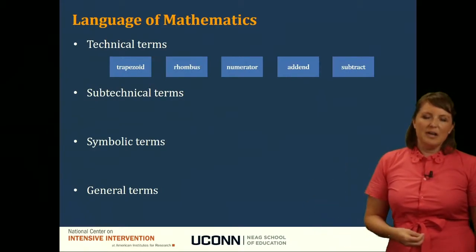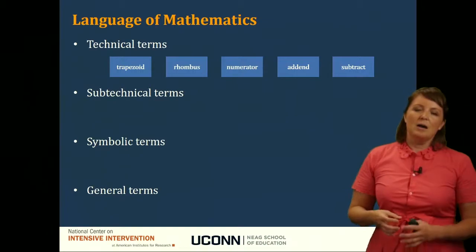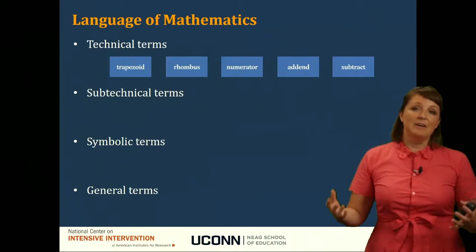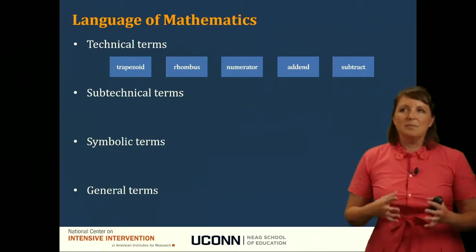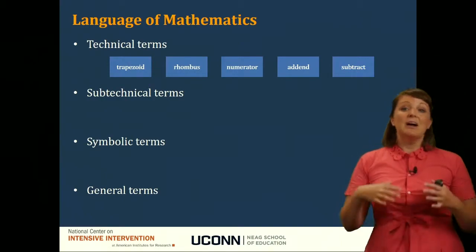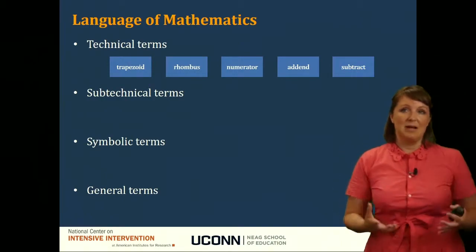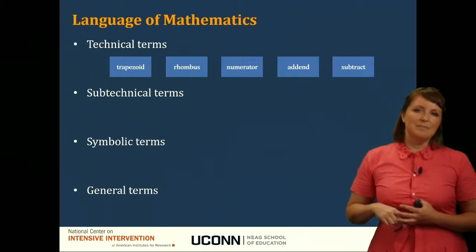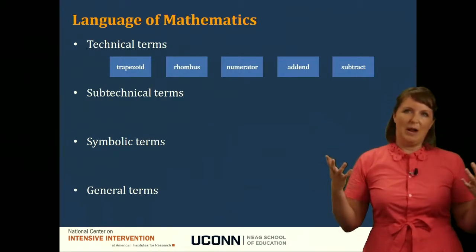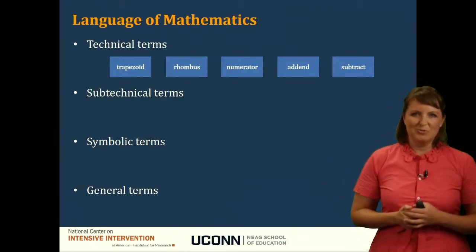And students often have difficulty with these types of terms because they're longer and they have a technical meaning. But sometimes students do okay with these terms because they only have one meaning, and it's in mathematics. So here are some examples of technical terms: trapezoid, rhombus, numerator, addend, or subtract.